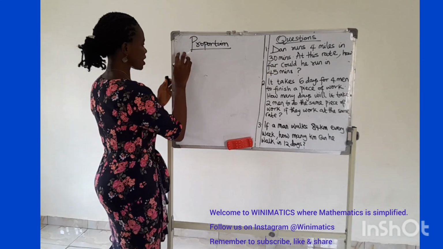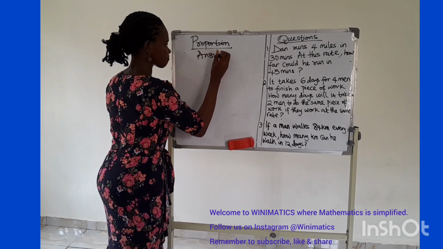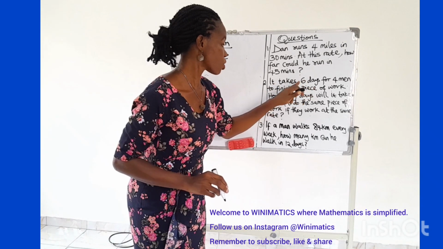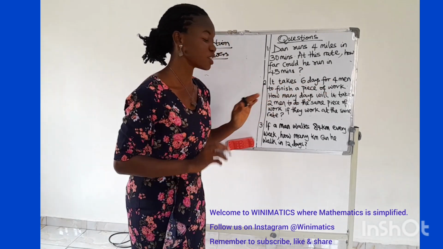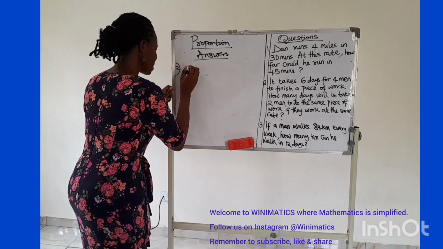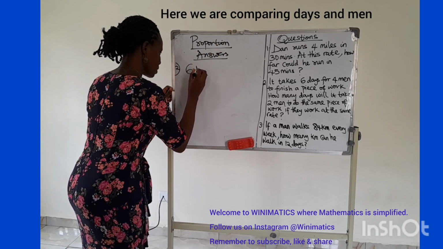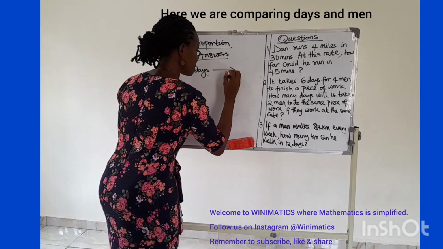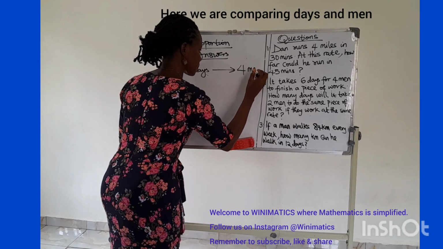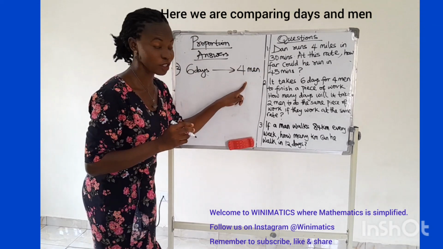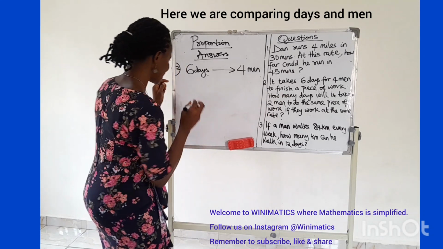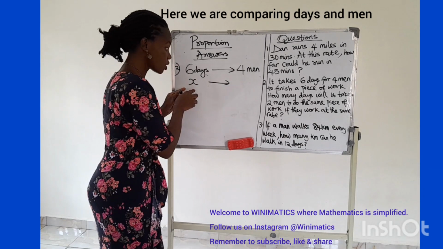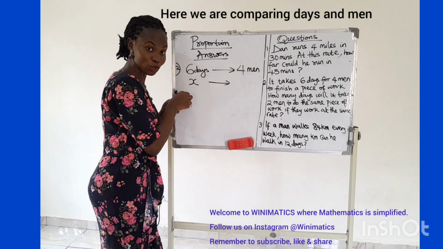Okay, for number 2, we start answering the questions. Number 2, we're solving 2. It takes 6 days for 4 men to finish a piece of work. We have 6 days. So we are comparing days and men now. 6 days, 4 men. It takes 6 days for 4 men to finish a piece of work. How many days? We are looking for days, because we don't know the days, that's what we're looking for. That's why we're using this alphabet to indicate that we're looking for it.